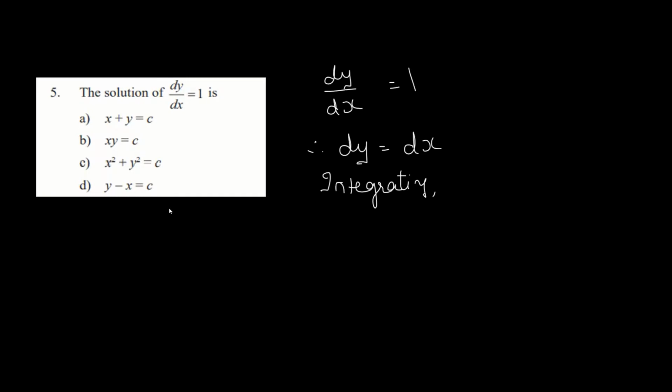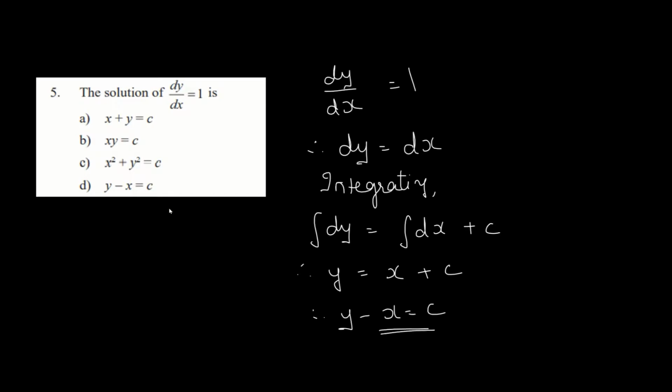So integrating, we get integral dy is equal to integral dx plus c, which is a constant. Now the integral of dy is y and the integral of dx is x. So we get y is equal to x plus c. Modifying this further, we get y minus x is equal to c, and the option given here, the correct answer over here is D. Option D is the correct answer in this case.